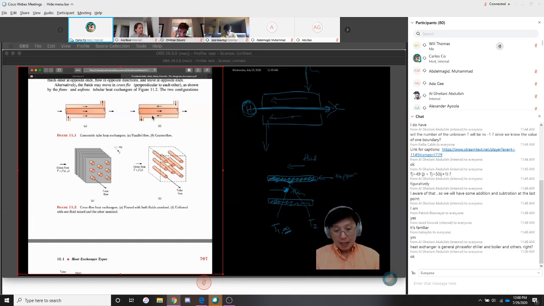And then what happens next is that within that copper wall, you're going to have heat transfer by conduction. So within this copper wall, you will have heat conduction.